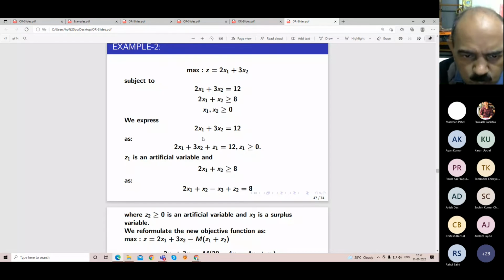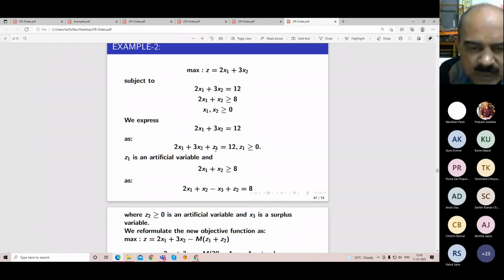So 2x1 plus 3x2 plus z1 equal to 12. I am adding something, z1. This is called an artificial variable, artificially added. We have to make this artificial variable 0 in the final table. If you cannot make it 0, then our solution is infeasible.